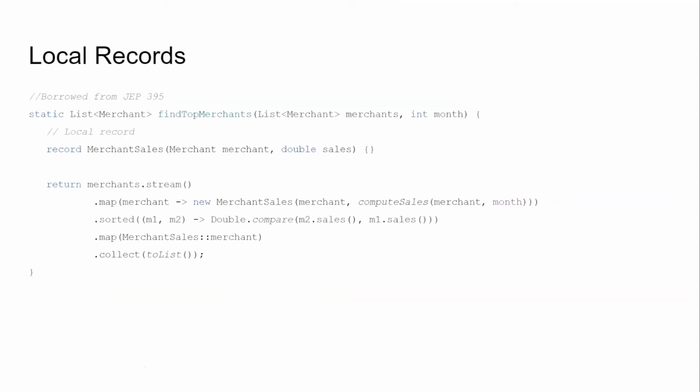Records can also be declared locally inside of a function. In this example, lifted straight from the JEP, we are sorting merchant objects by the number of sales they've had in a month. We define a local merchant sales record with a pair of values, the merchant and their monthly sales. This method maps the merchant instances to the merchant parameter in the merchant sales record using the generated canonical constructor. Our stream then sorts these instances by sales, extracts the merchants from these records, and returns them as a sorted list. The benefit of this is that we haven't created an extra class file, and the overall code is cleaner than if we had used traditional classes.